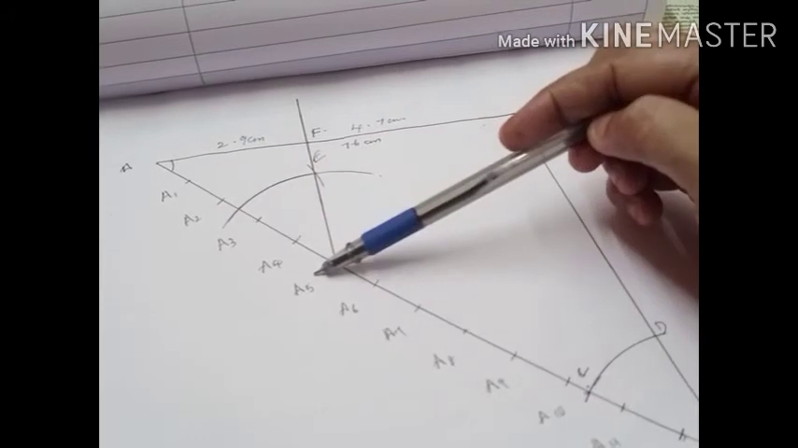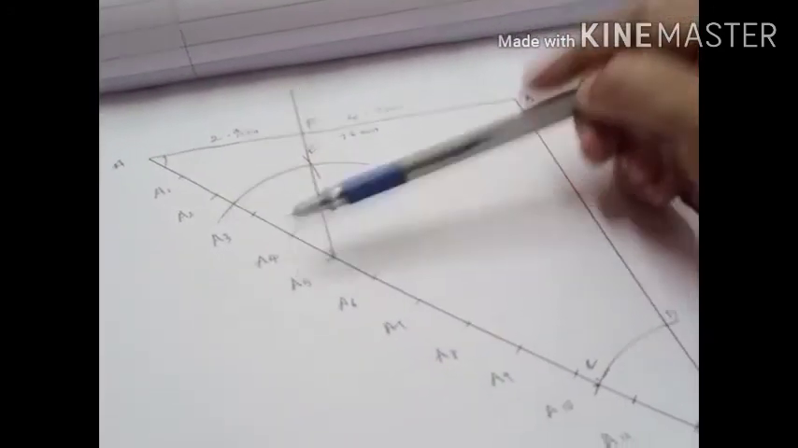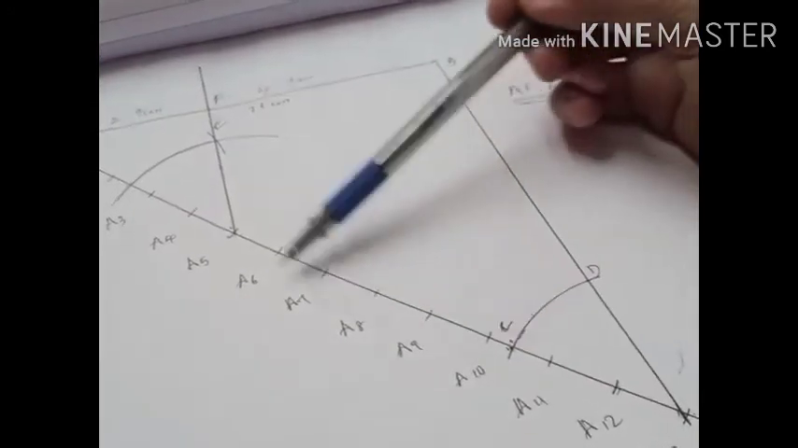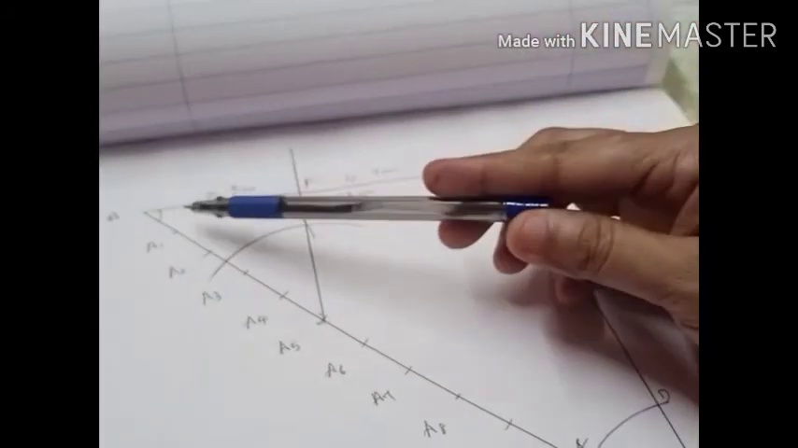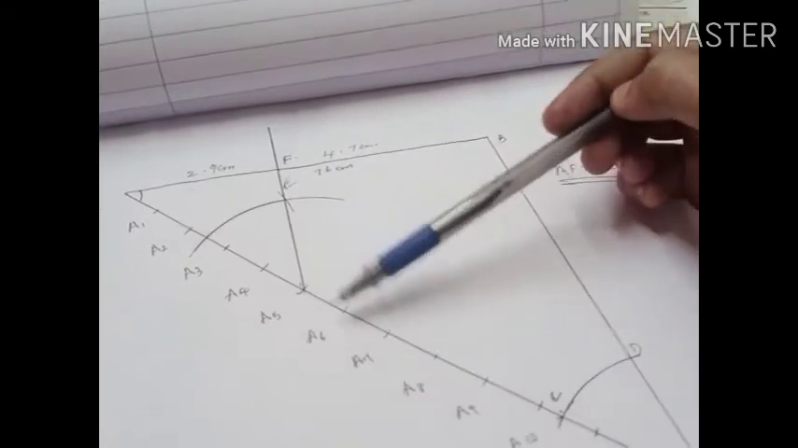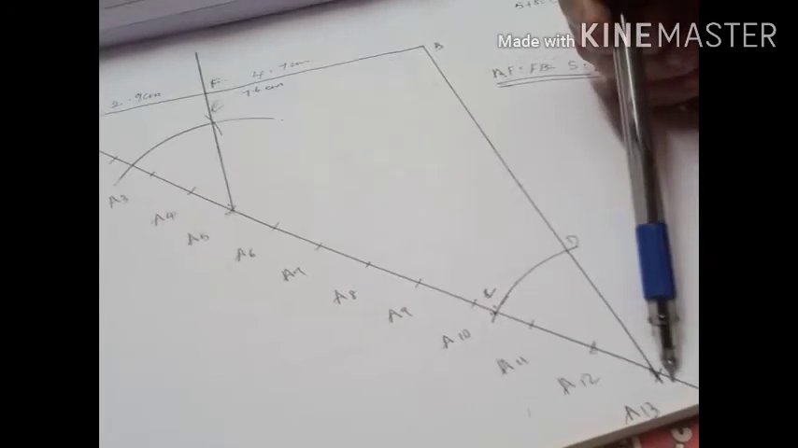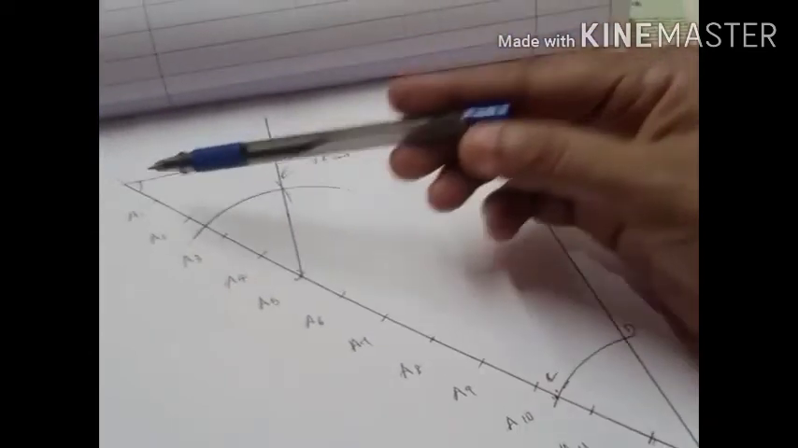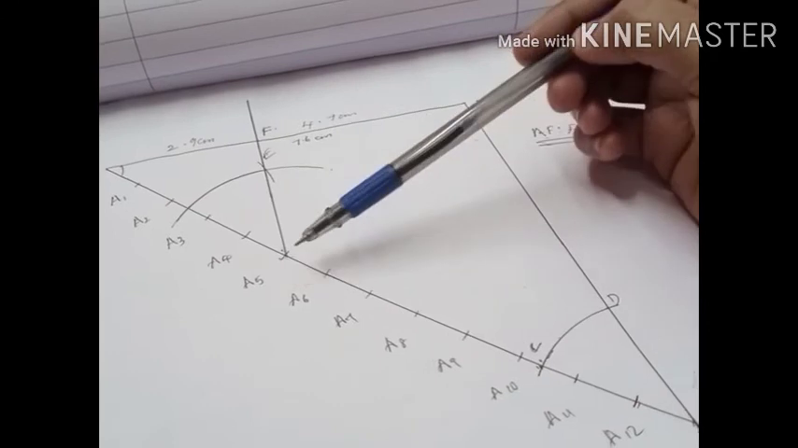Here A to A5 means what? 5 units, isn't it? Then A5 to A13, how many units? 8 units. Okay, 1, 2, 3, 4, 5, 6, 7, 8 units. So we can write A A5 by A5 A13 as 5 by 8.